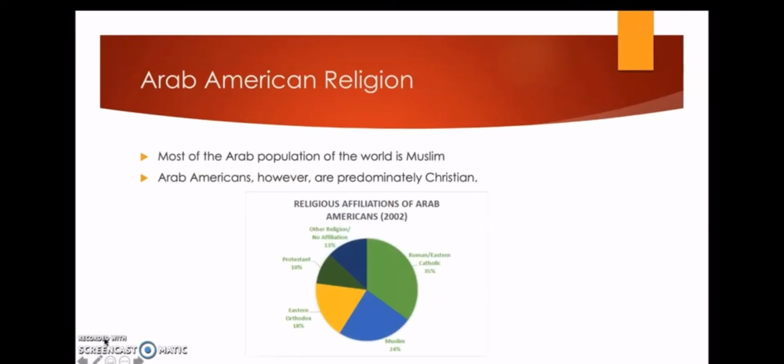Moving on to some Arab American cultural characteristics. Religion. This was one of the more surprising characteristics that I researched. Although most of the Arab population of the world is Muslim and practices Islam, about 63% of the Arab American population identifies as Christian in their religious beliefs. About 24% identify as Muslim and practice Islam. 13% have other or no religious affiliations.